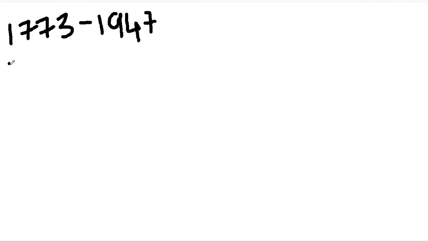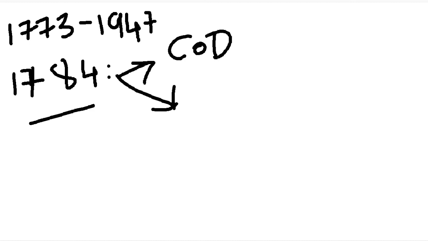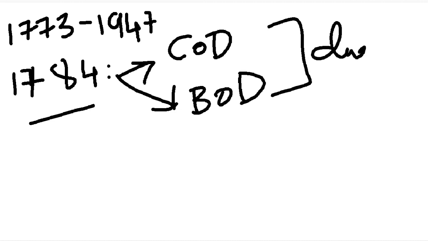Now let's go to the other act, that is the Charter Act of 1784. No, it's the Pitt's India Act. Pitt's India Act 1784. In this, the administration and the commercial parts of the East India Company are separated. The commercial part of the East India Company is taken care of by the Court of Directors, and the administrative part is considered by the Board of Directors. And in this way, the dual government was formed in the country.